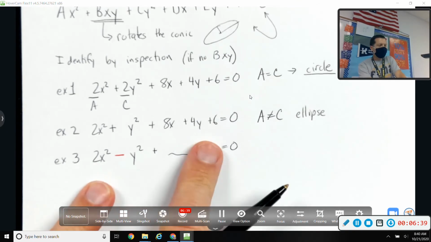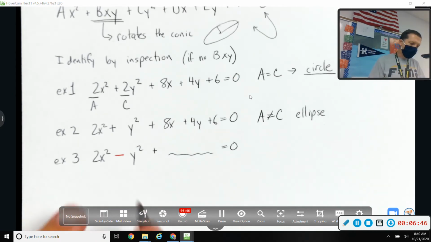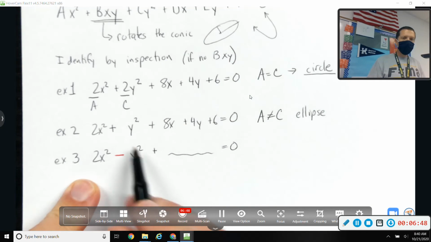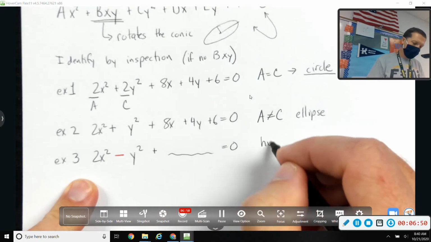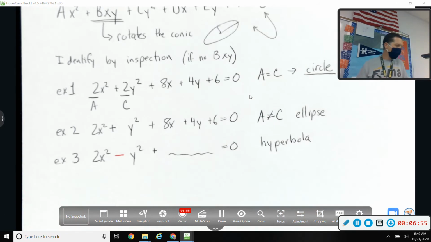The rest of that stuff is about completing the square and graphing it and figuring out exactly where the center is and all the rest. But if we just want to know what shape it is, just knowing the squared terms is enough. So that would be a hyperbola.